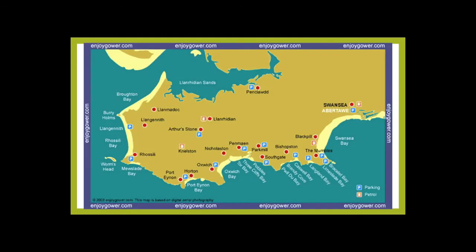Okay, so sketch mapping. So here's a detailed map of the Gower Peninsula. So as you can see, water, water, water, which categorises this piece of land as a peninsula. The M4 motorway would be running up here, so Pontardulais would be up here. So there's Swansea city centre.